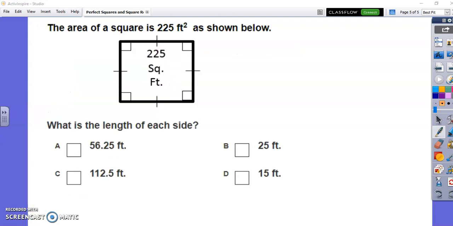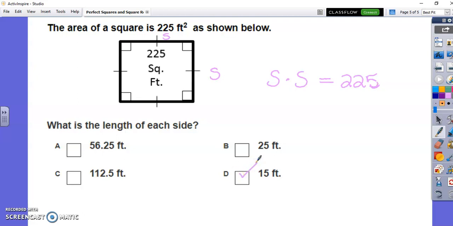Question number 15. The area of a square is 225 feet squared as shown below. What is the length of each side? So we know that in a square, all the sides are the same. And in order to find the area of a square, you would multiply the side length times the side length, which is one number times itself, and that is going to equal 225. And if you look at your list of perfect squares, you would see that 15 times 15 is 225.